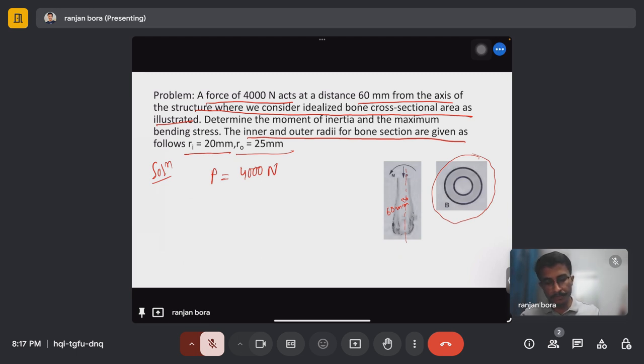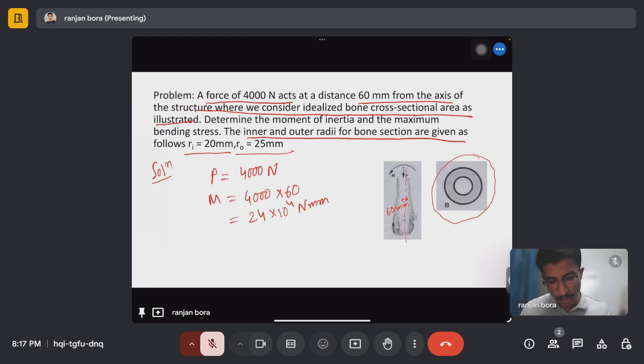So what will be the bending moment? Bending moment will be 4000 into 60, which will be 24 into 10 to the power 4 Newton mm. So this is the bending moment.